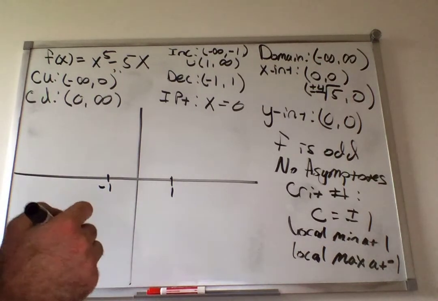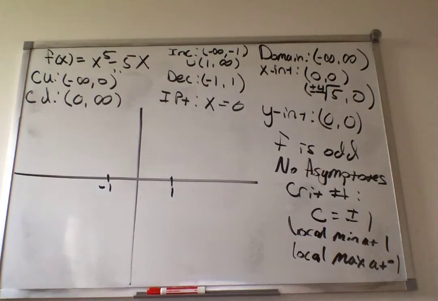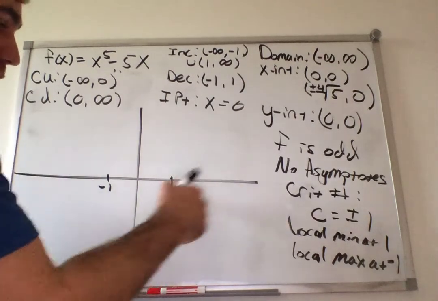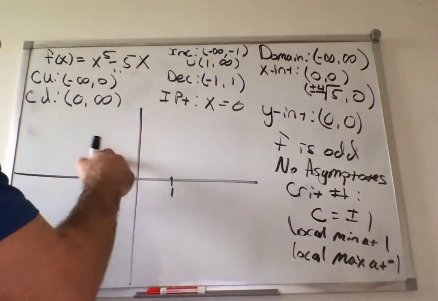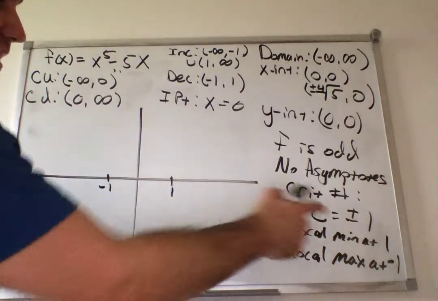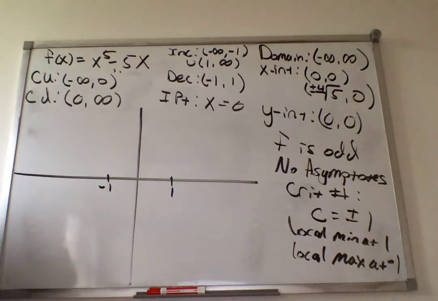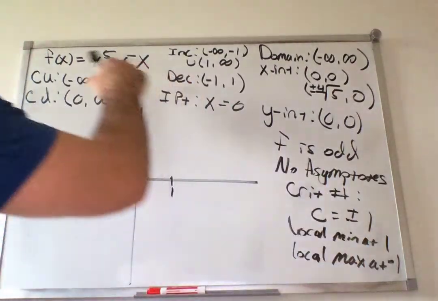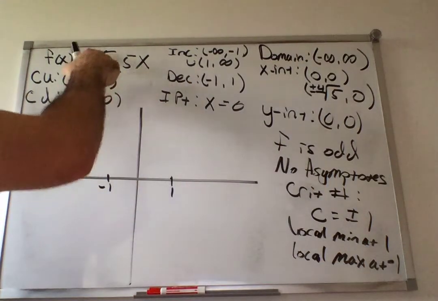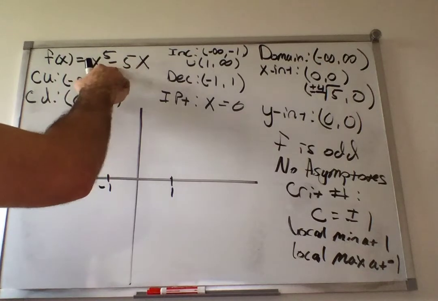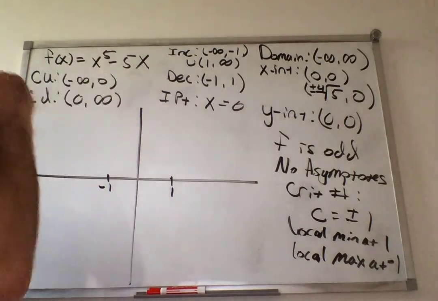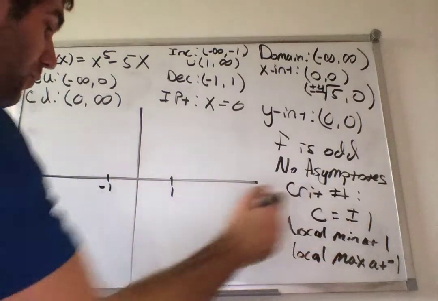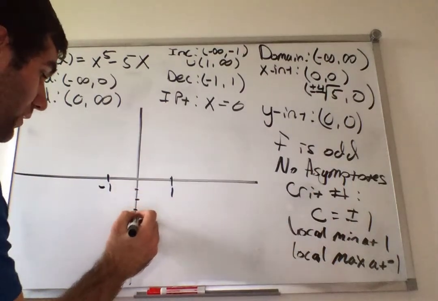Now, if we wanted to actually find the minimum or maximum value, we know we have a minimum at 1 and the maximum at -1. All you would have to do is take these numbers and plug them into the function to get the actual y values. So if I plug in 1 here, we get 1 to the 5th power, which is 1, minus 5 times 1, which is 5. So 1 minus 5 is -4. So at 1, we're at (1, -4).